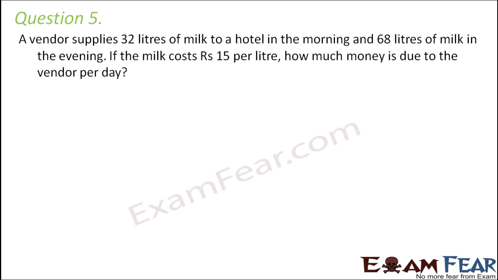Question number 5. A vendor supplies 32 liters of milk to a hotel in the morning and 68 liters of milk in the evening. If the milk costs rupees 15 per liter, how much money is due to the vendor per day? Every day the milk is delivered to the hotel 2 times, once in the morning and once in the evening. So 2 times a day milk is being delivered.